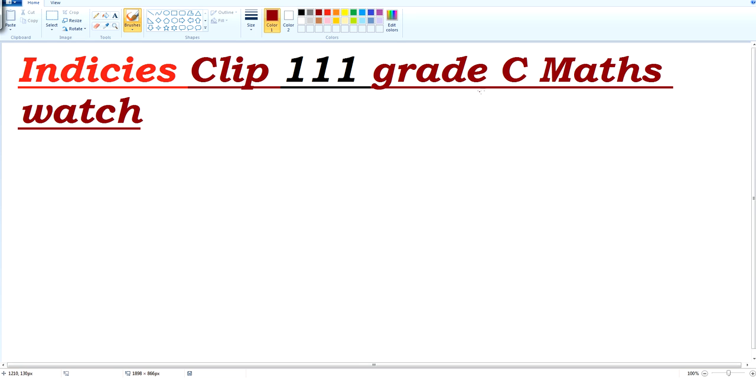Okay, right. What I would like to do for school is to do an intro on the different rules of indices. I know it says grade C in the title, but we will hopefully do the rules in such a way that we'll start off at grade C and then we'll go past grade C as well. So we'll do all of the indices topic as such. Okay, so let's have a look at what the rules are.